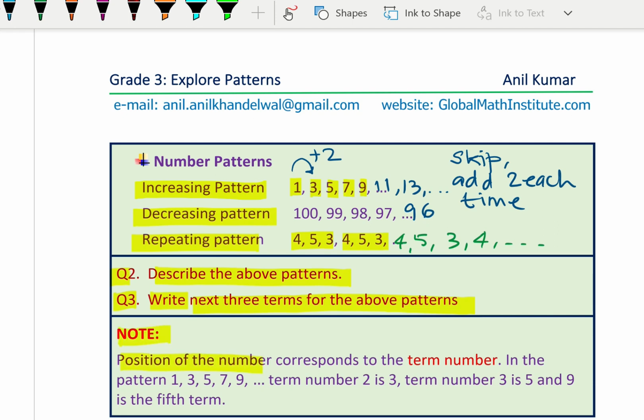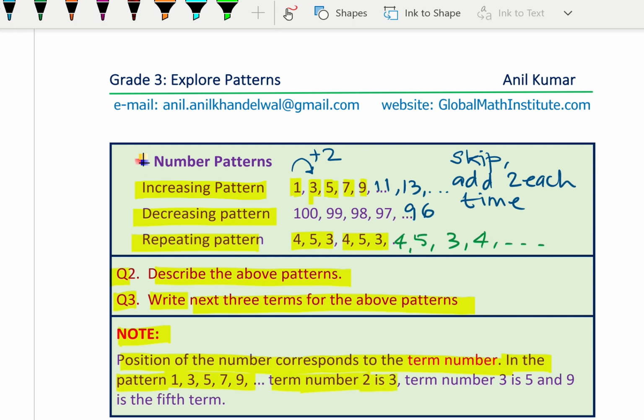The position of the number corresponds to the term number. In the beginning, we did talk about term number, right? So here we are saying again that the position is the term number. In the pattern 1, 3, 5, 7, 9, term number 2 means the second position, which is 3, right? So term number 2 is 3.